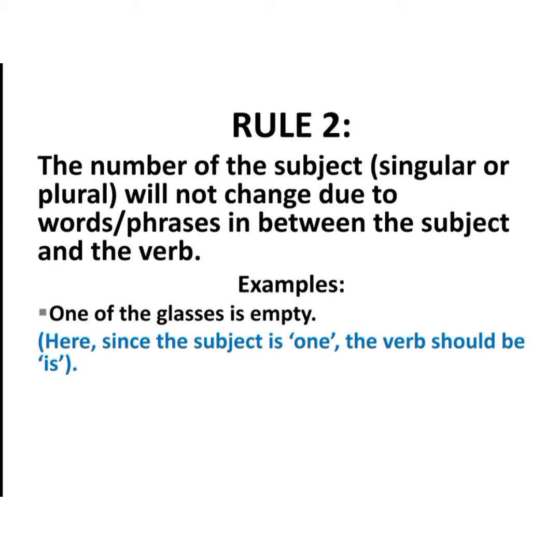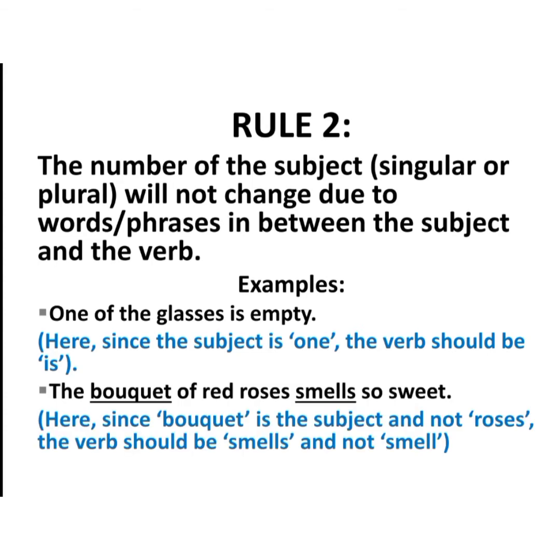Okay, now let's look at the next example. The bouquet of red roses smells so sweet. Here, since bouquet is the subject and not roses, the verb should be smells and not smell. Here, bouquet is singular, so the verb must also be singular. So we have smells and not smell.